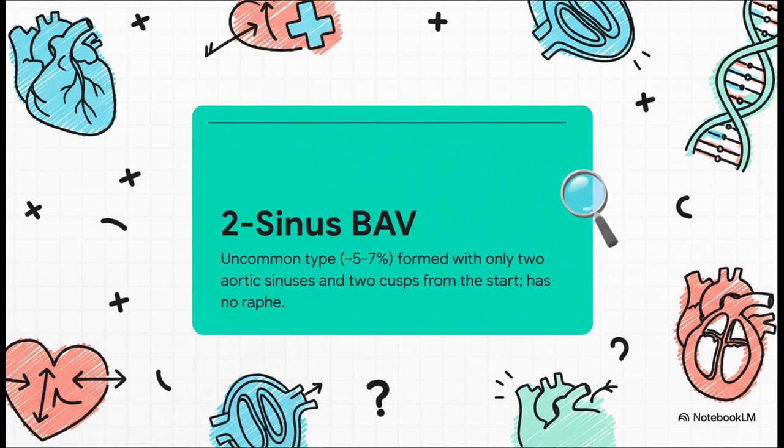See, normally you've got three little pockets at the base of the aorta where the leaflets attach. Those are the sinuses. Well, this type just forms with only two sinuses and two leaflets right from the very beginning. There's no fusion, no seam, no raphe, just a clean two-leaflet valve.